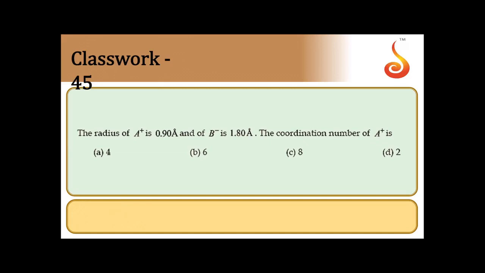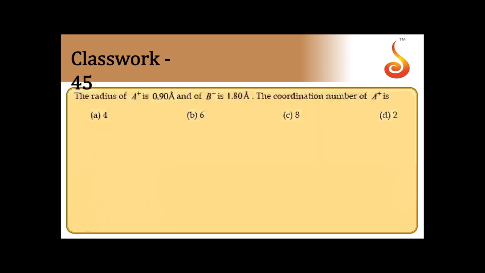45. The radius of A plus is 0.9 angstroms and B minus is 1.8 angstroms. What is the coordination number? Coordination number depends upon the radius ratio of cation to anion. So here cation is given as 0.9 and anion is given as 1.8. The value comes to 0.5.